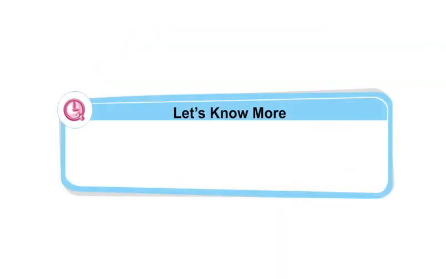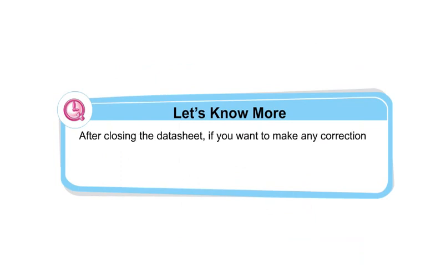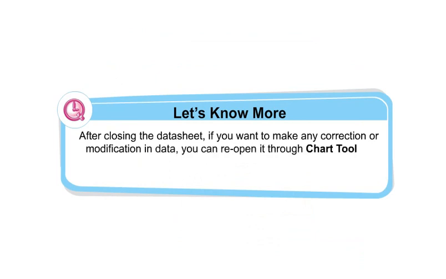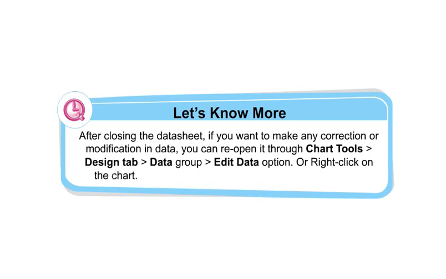Students, let us know more. After closing the data sheet, if you want to make any correction or modification in data, you can reopen it through Chart Tools, then go to Design tab, then go to Data group, then go to Edit Data option. Or right-click on the chart. Select Edit Data option from the Shortcut menu.